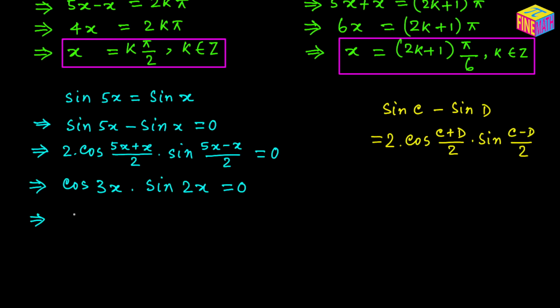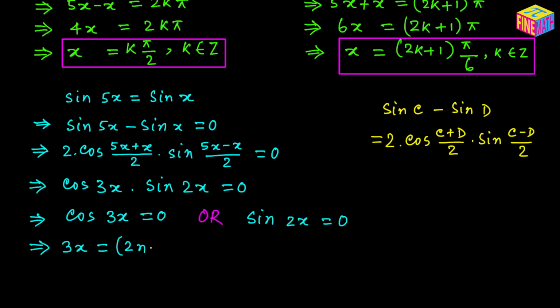So from here we can say that cosine of 3x is equal to 0, or sine of 2x is equal to 0. And when cosine of an angle is equal to 0, we know the solution is an odd multiple of pi over 2. So from the first one we can say that this angle, which is 3x, must be equal to an odd multiple of pi over 2. And from the second one, when sine of an angle is equal to 0, we know that the angle is equal to n times pi.